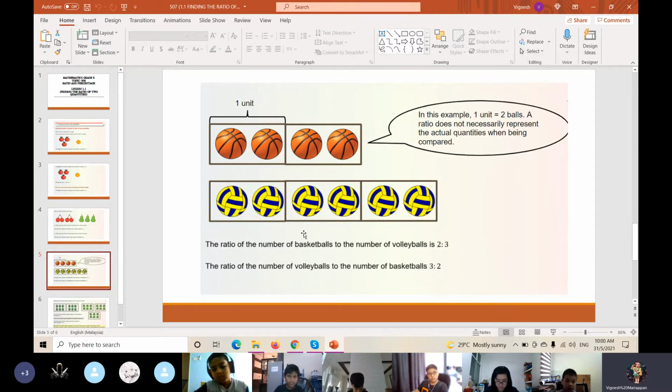And then how to find the ratio of the number of volleyballs to the number of basketballs? 3 to 2. 3 to 2. Okay. The ratio of the number of basketballs to the total number of balls.